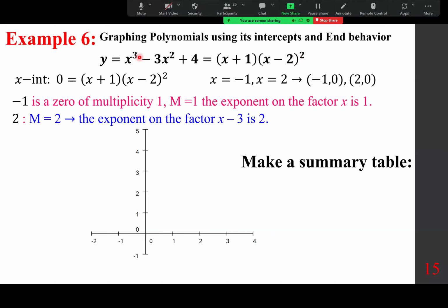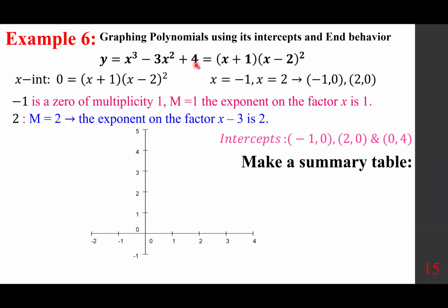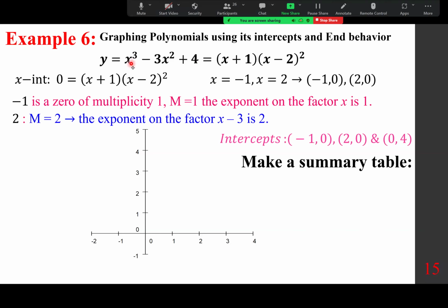Now, if you go back to this format, you can see the y-intercept of 4. That means (0, 4). Going back to this one, just look at the leading term. So the end behavior looks like x cubed, which means the first and the third quadrant. That's the meaning of it.